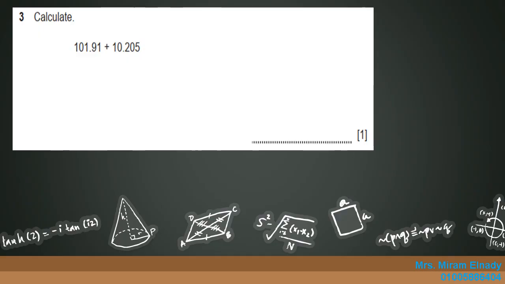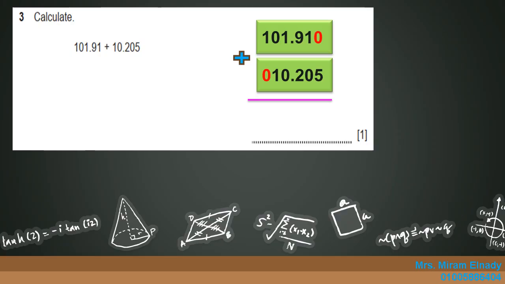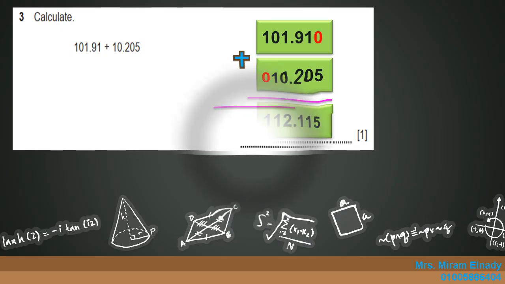Let's calculate this. 1, as we said, decimal point under the decimal point. Take care of this. 101.910. We add 0 to make them under each other. We have here plus, and then 0 plus 5, 5, 1, and then remember to carry up 1. 9 plus 2, 1, carry up 1. 1 plus 1, 2, then 1 and 1. Remember the key important thing here, to put the decimal point first and then put the numbers beside it.